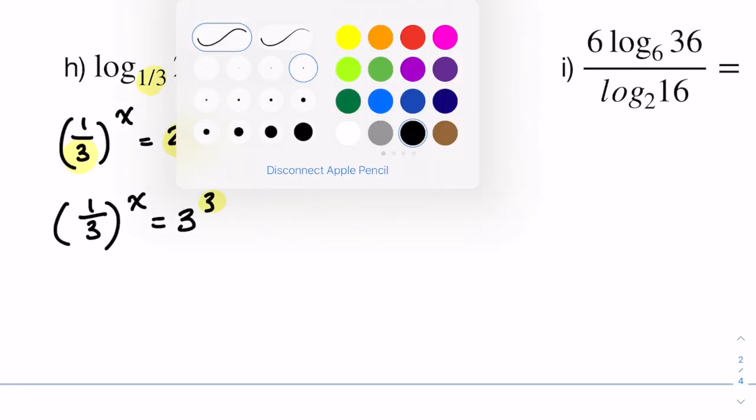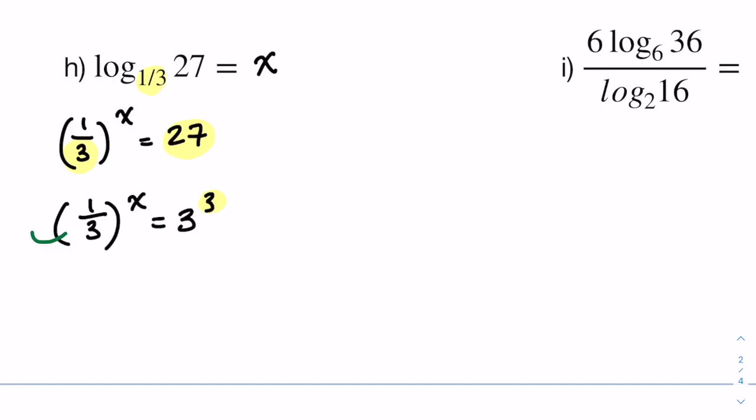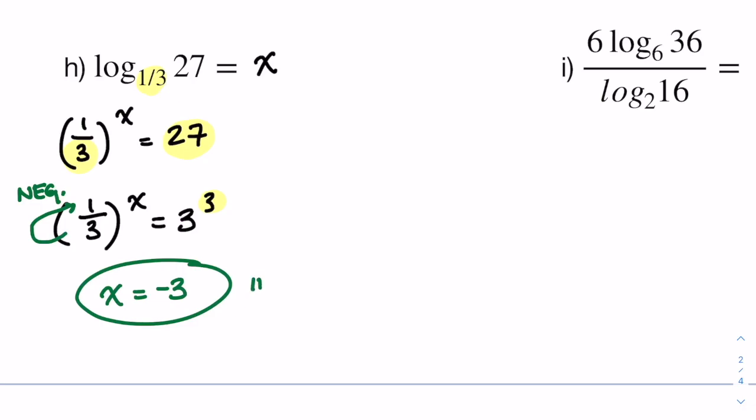But notice that right now the 3 is in the denominator. You want it to come up. So that should be screaming negative power, right? So your x should be -3. Yay.